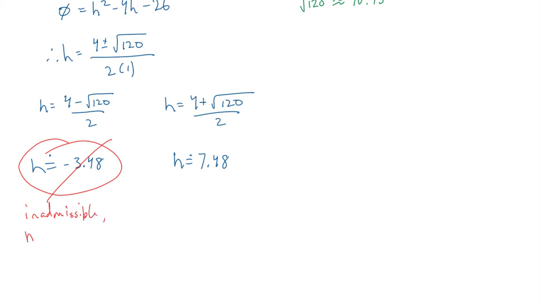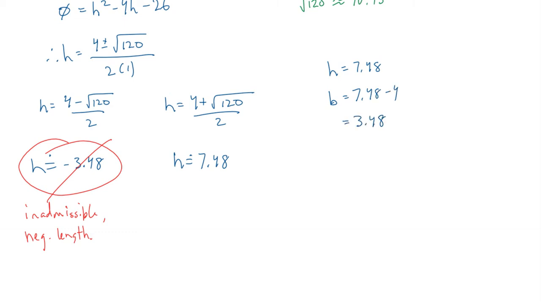Because it's a negative length, and you can't have a negative length. So always think about the answers, whether or not they make sense. We've talked about this before, which means my height is 7.48 and my base is 7.48 minus 4, which actually works out to positive 3.48.